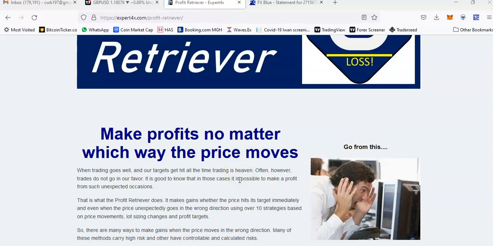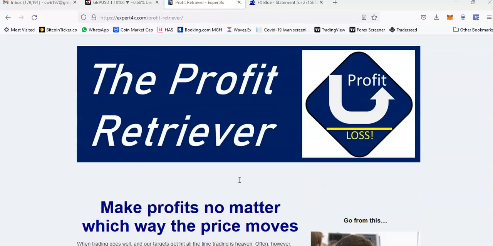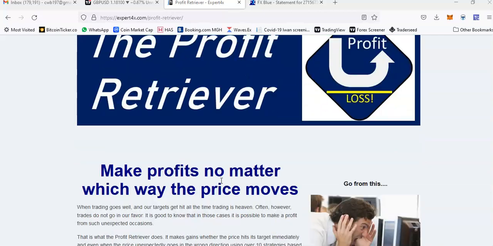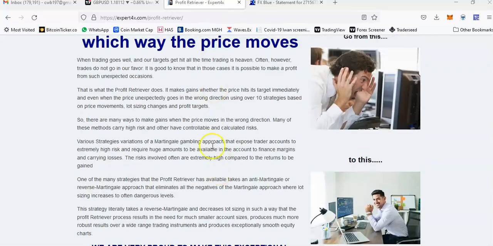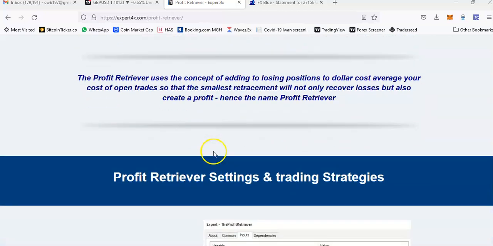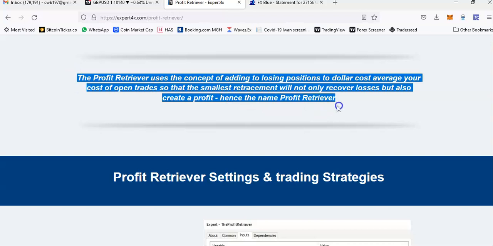I've been using expert advisors and robots now for the last 4 years, and this is the best EA that I've ever used. I'll show you my results so far of the last 90 days. Yeah, so let's go through the sales page quickly. There's a lot of info here, but here you can see this is a good summary of what it does.